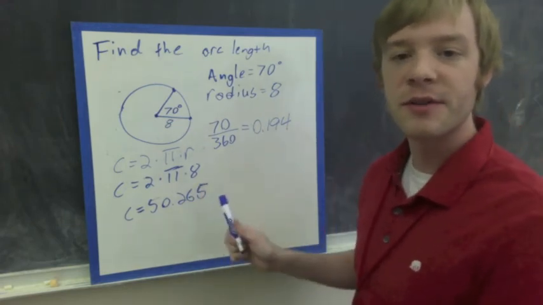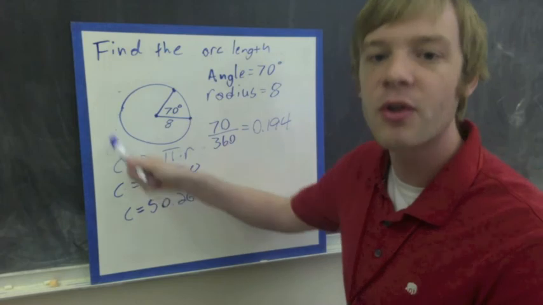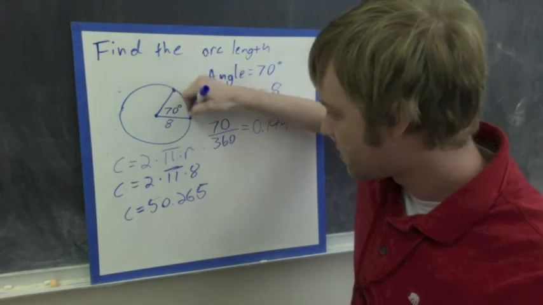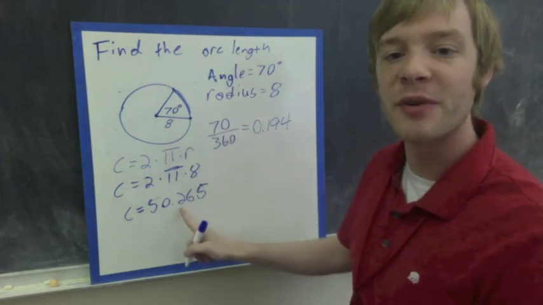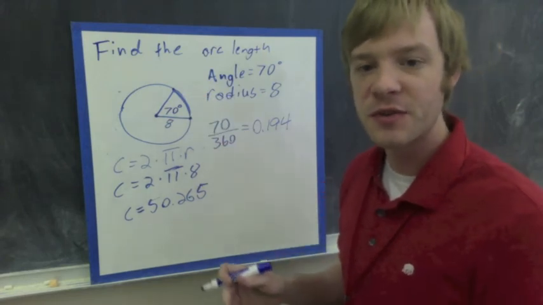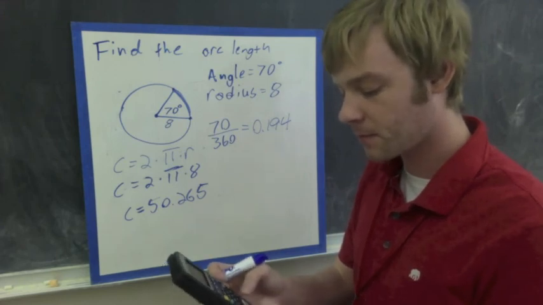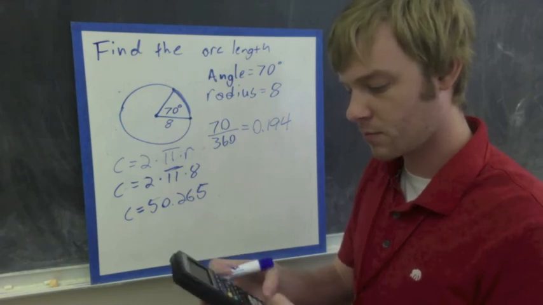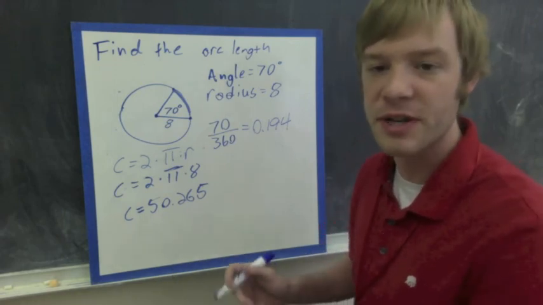So now, to find the arc length right here, this 50.265 is the distance all the way around the circle. But I just need this distance right here. I don't need the whole thing. So I'm going to multiply the whole distance by my percent, and that'll just give me this little section right there. So 50.265 times 0.194, and I should get 9.751 if I round to 3 decimal places.